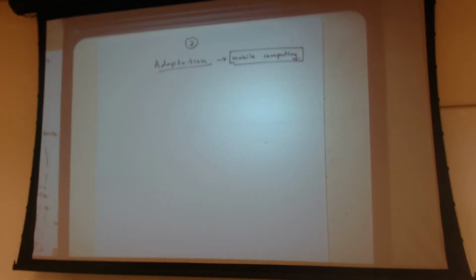So what do you mean by adaptation? Whenever environment changes, you do something, right? Why do you do that thing? Why do you need to adapt? Yes, to survive, right? You need to adapt in order to survive because you need to find food, you need to be warm, right? But for mobile computing systems, why do you need adaptation?